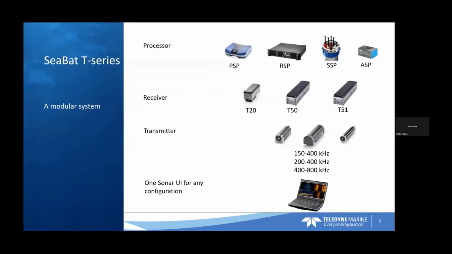It is considered a modular system because we have different components and you can mix and match and make up the system. So you have the different processors, each with their own uniqueness, be it waterproofness, integrated GNSS-INS, or small form factor, low power, etc. On the receiving front, we have different receivers depending on the frequency used or the size of the receiver, and similarly for the transmitters.